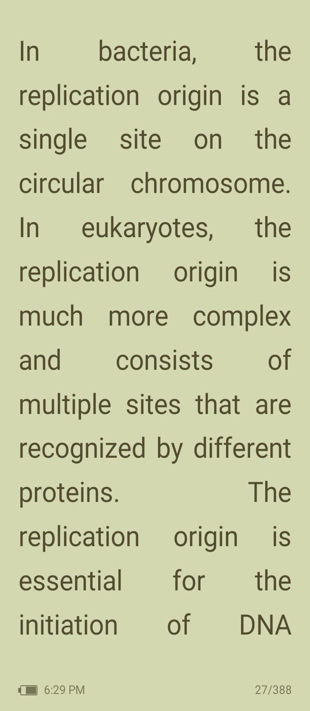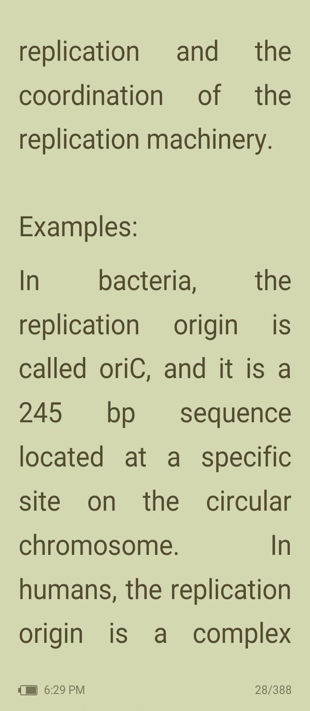In eukaryotes, the replication origin is much more complex and consists of multiple sites that are recognized by different proteins. The replication origin is essential for the initiation of DNA replication and the coordination of the replication machinery. Then in bacteria, the replication origin is called OriC and it is a 245 base pair sequence located at a specific site on the circular chromosome.